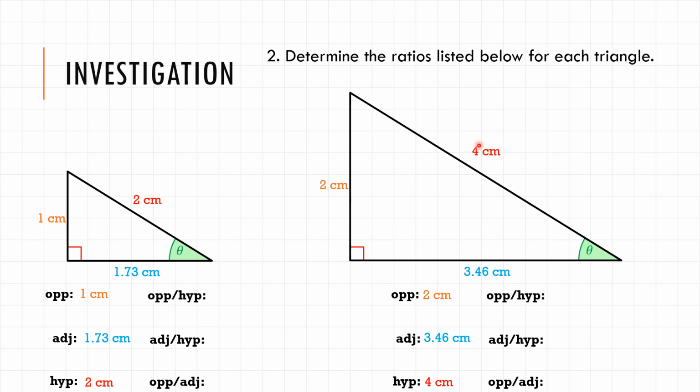Now, what I'd like you to do is determine the ratios listed for each triangle. So take the opposite divided by the hypotenuse, take the adjacent divided by the hypotenuse, and list all of those answers right over here. Take maybe 2 minutes to do that, and then see what you notice.